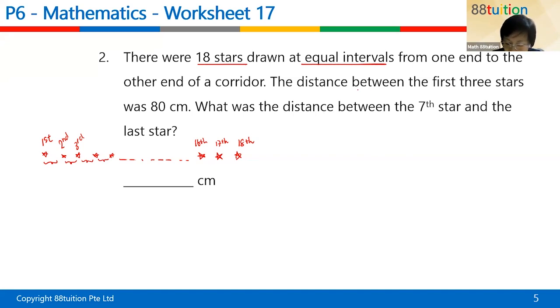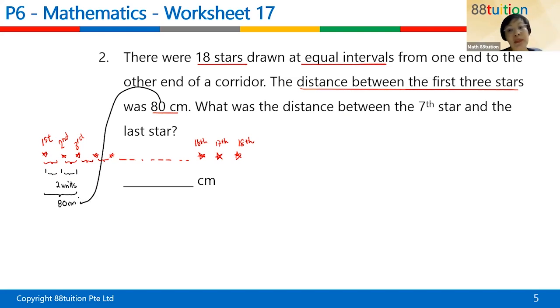Okay, the distance, he told you the distance between the first 3 stars was 80. Between the first 3, I'm going to use this color. First 3 means from here to here to here. So that means you must have 2 units, right? So this is 2 units, which is 80 cm. Where does the 80 cm come from? The distance between the first 3 stars. This is the one.